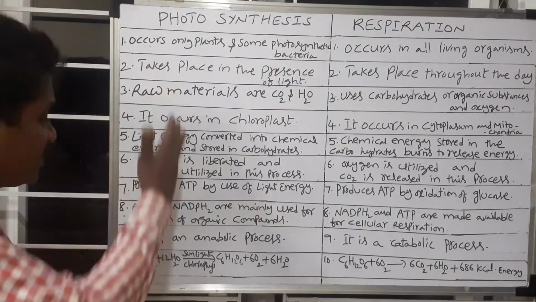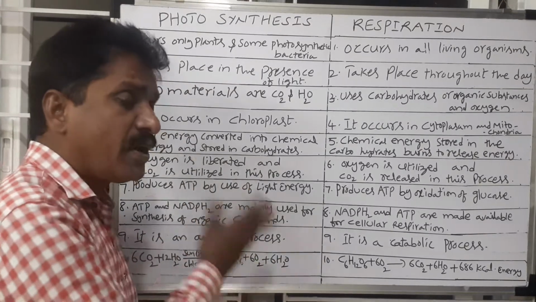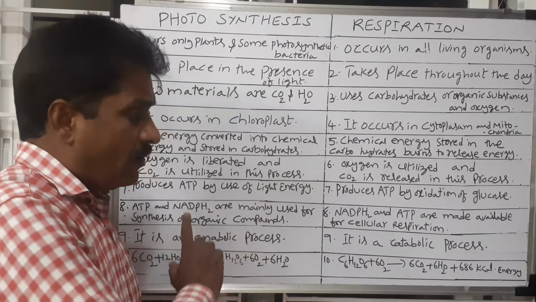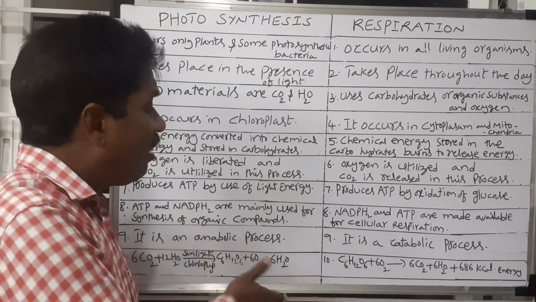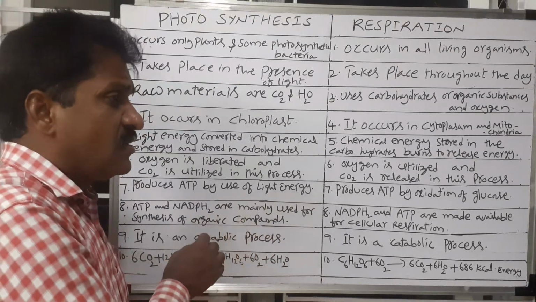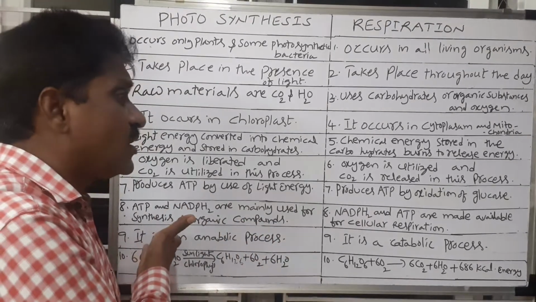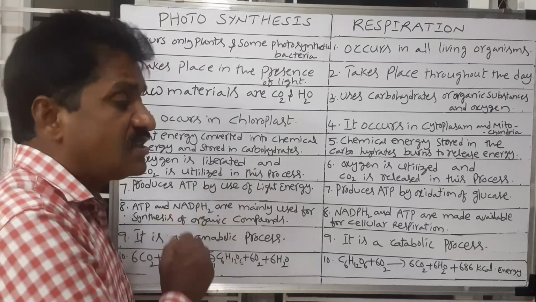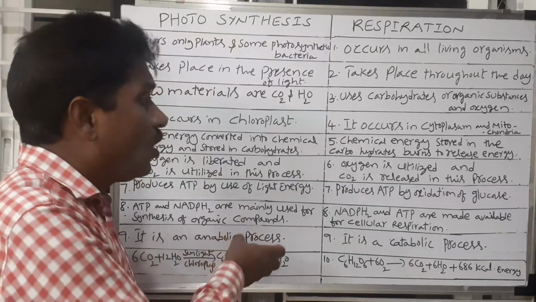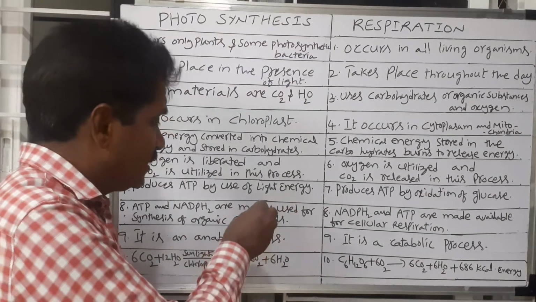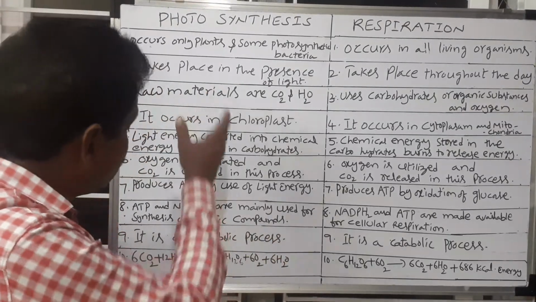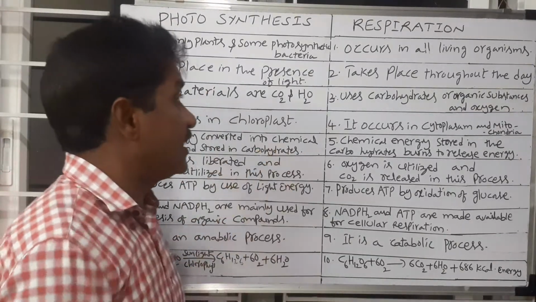Children, the photosynthesis process is an anabolic process. Anabolic process means simpler compounds are combined to build larger, complex ones. That is the anabolic process. In photosynthesis, carbon dioxide and water are the simpler compounds. They build up into a larger, complex molecule, glucose. Glucose is a complex molecule. So the photosynthesis process is an anabolic process.